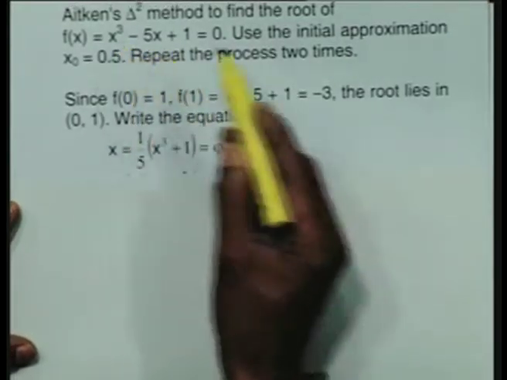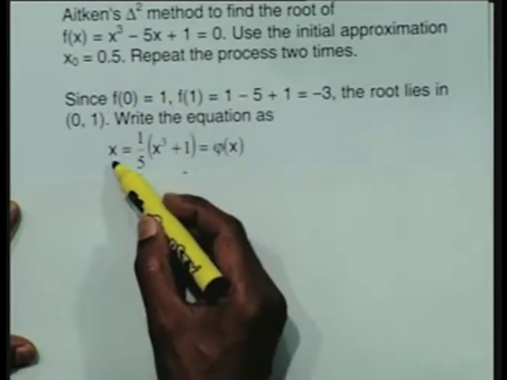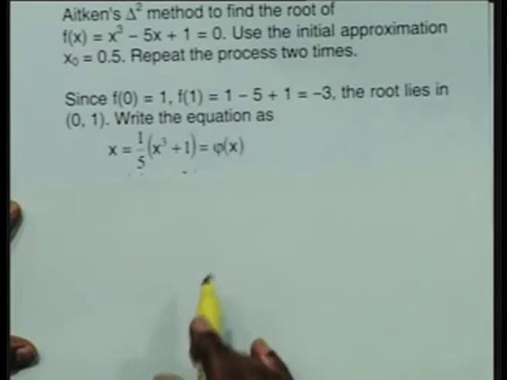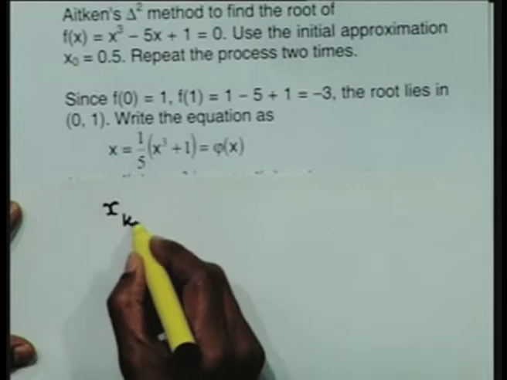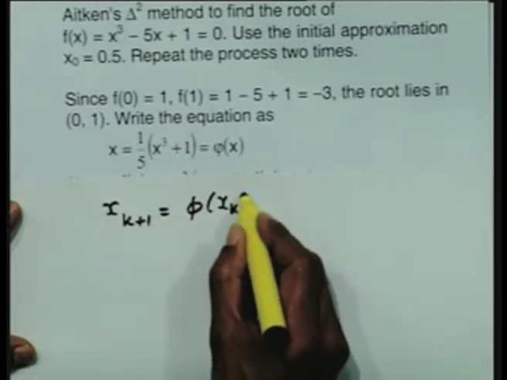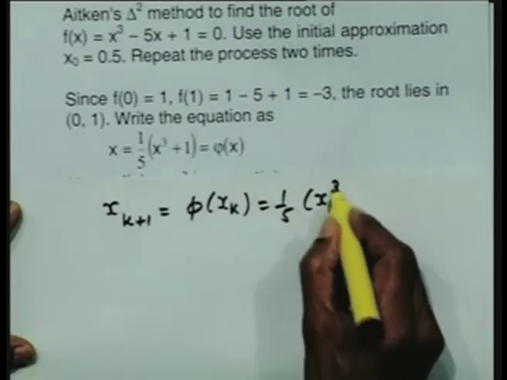What I have done here is taken x cubed plus 1 to the right hand side, take x as the middle term and written it as x is 1 upon 5 (x cubed plus 1). Therefore our method would be x_{k+1} is equal to phi of xk, that is 1 upon 5 (xk cubed plus 1).